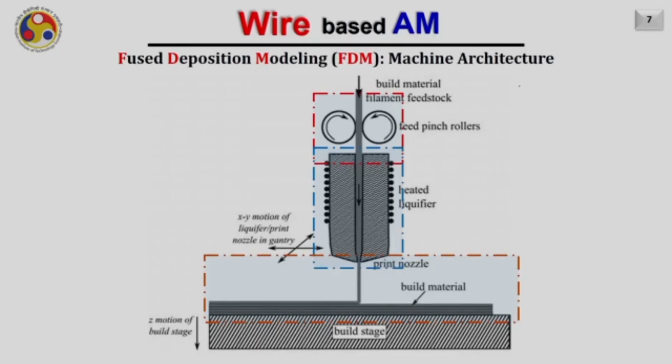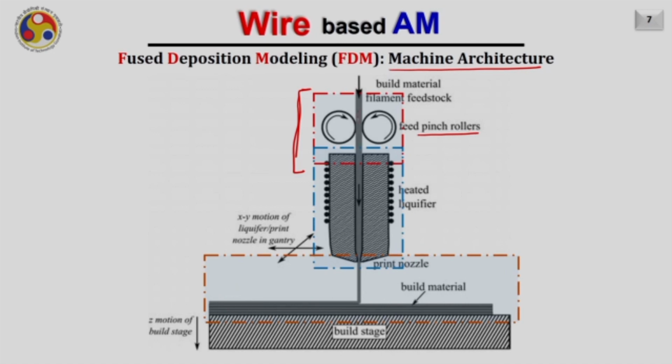You are seeing here the machine architecture for the FDM or fused filament fabrication process. It involves three subsystems mainly. The first one is shown here in red color. This is the mechanism which pushes the wire into the liquefier. Typically, a pinch roller mechanism is used to feed the filament or the wire into the liquefier.